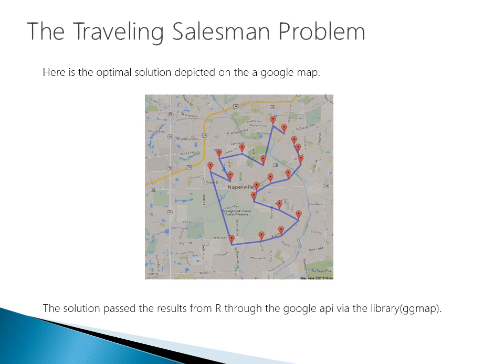So I can take those points and actually pass them back to a Google map. Here's my optimal solution depicted on a Google map. All I'm doing is invoking the ggmap package through the library ggmap, and then accessing the Google API. And then I'm just taking my results from my genetic algorithm and pushing it onto the Google map.